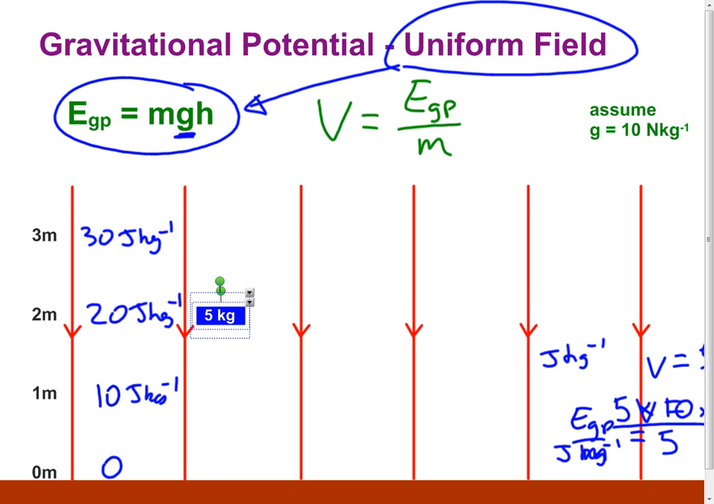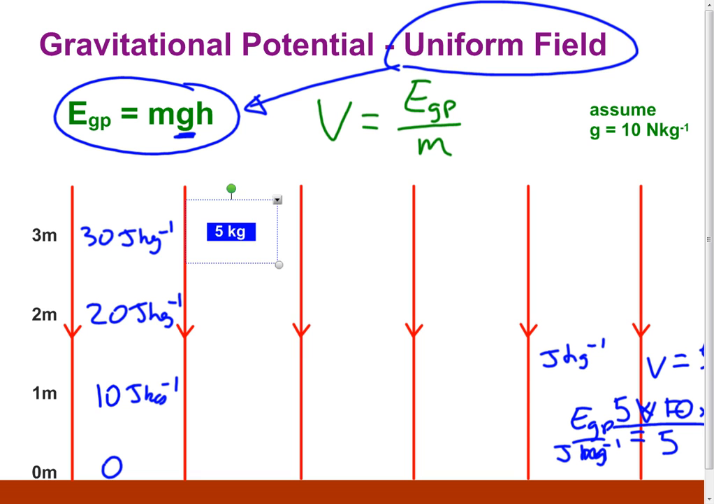Here, each kilogram has 20 joules of potential energy, so now my mass is going to have 100 joules of gravitational potential energy. Up here, it's going to have 150 joules of gravitational potential energy. So basically, potential is just like gravitational potential energy, but taking into account the mass of the object, so it's the gravitational potential energy per kilogram of the object.